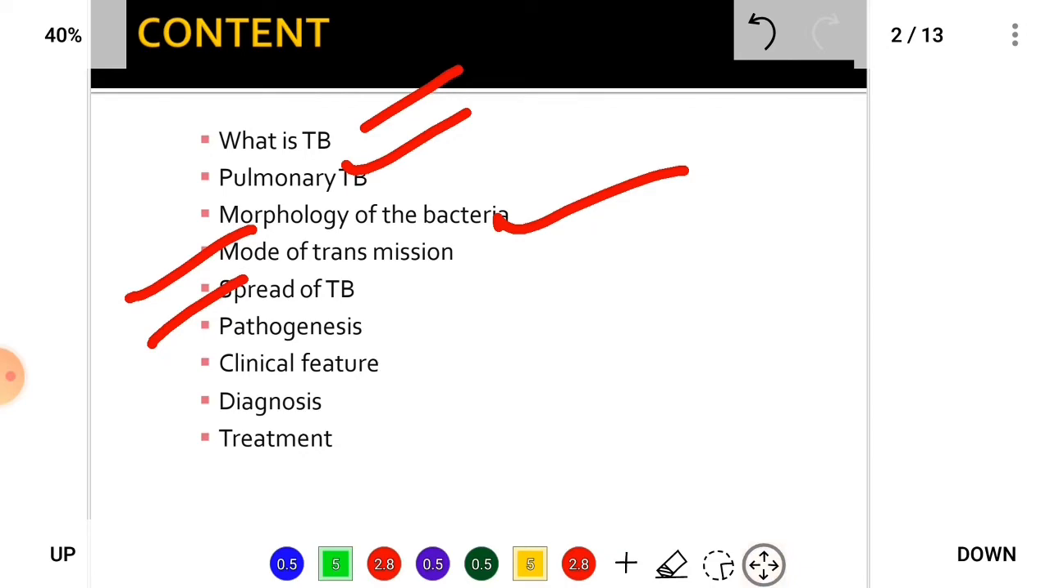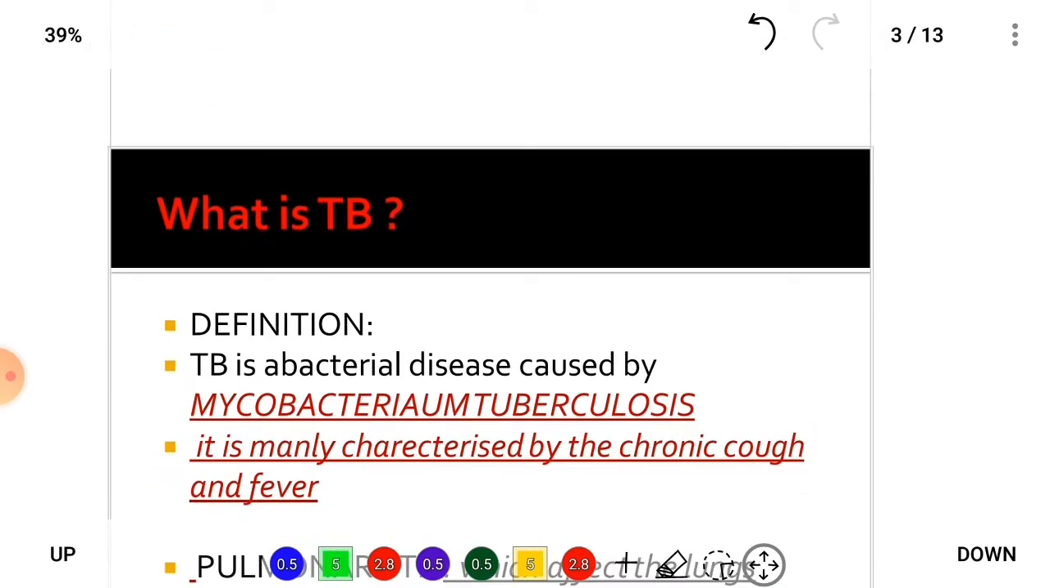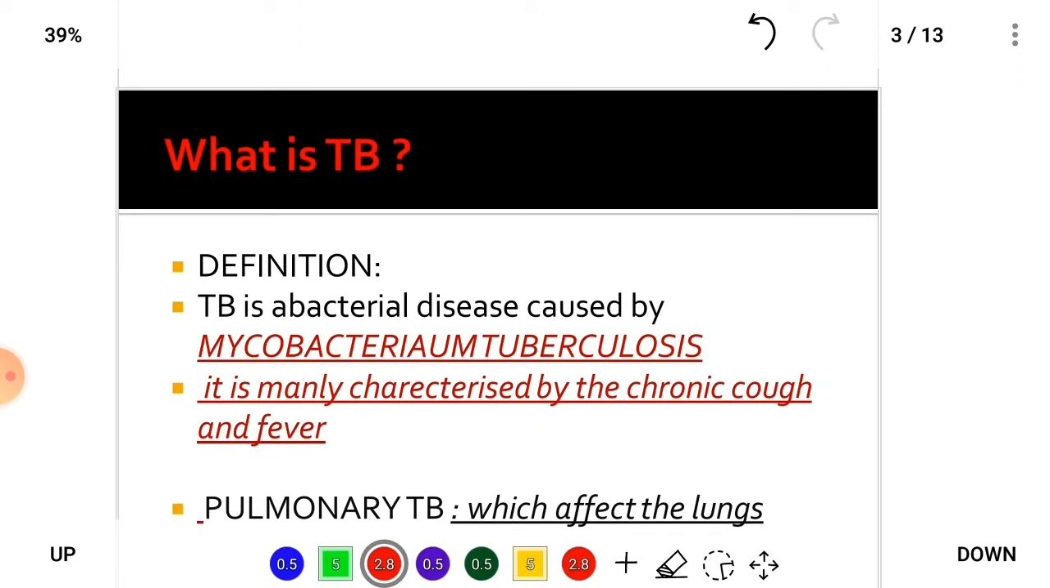So first, by the definition, we will start with what is TB. TB is a bacterial disease, and it is caused by the bacteria called Mycobacterium tuberculosis. Whenever a person is having a chronic cough and fever, it is clinically diagnosed as TB, but the final diagnosis is always based on laboratory investigation.